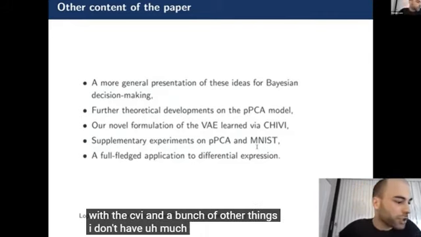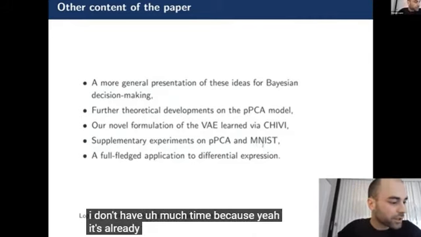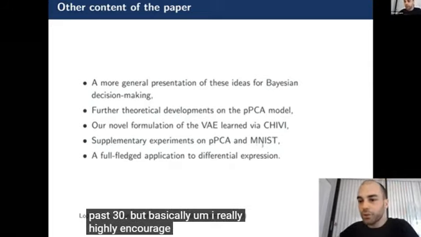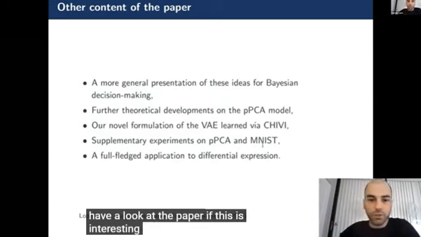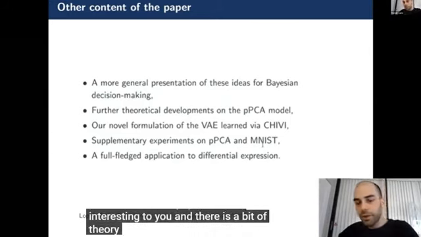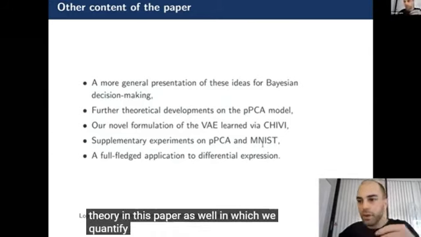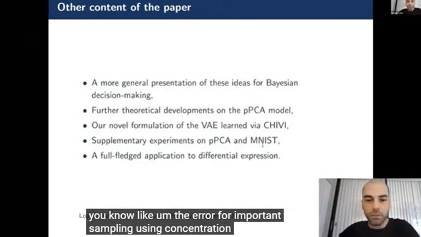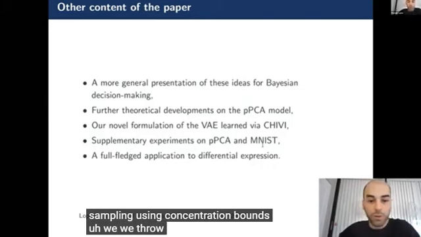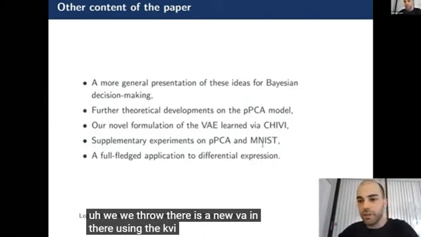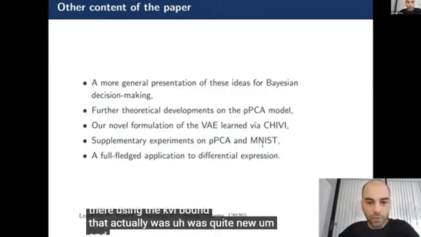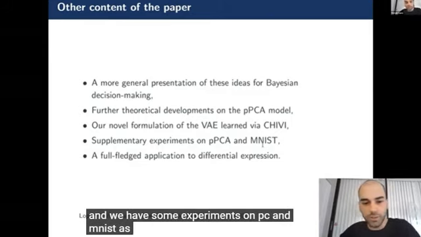I don't have much time because it's already past 30. But basically, I really highly encourage you to have a look at the paper if this is interesting to you. And there is a bit of theory in this paper as well, in which we quantify the error for importance sampling using concentration bounds. There is a new VAE in there using the CHIVI bound that was quite new, and we have some experiments on PBMC and MNIST as well.